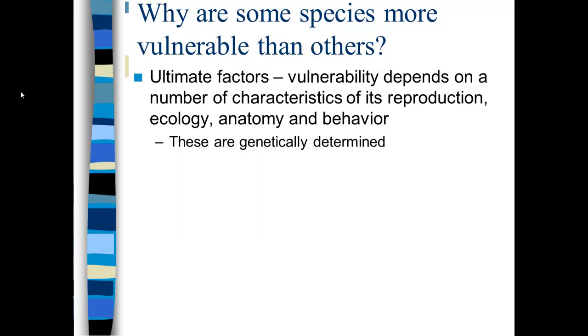Some species are more vulnerable than others. And this is primarily due to ultimate factors, and these are genetically determined. Characteristics of a species' reproduction, their ecology, their anatomy, and their behavior are all pretty much genetically pre-programmed. And so ultimate factors are very, very hard to overcome. If ultimate factors point towards a species' destruction, then it's likely that species will go extinct.